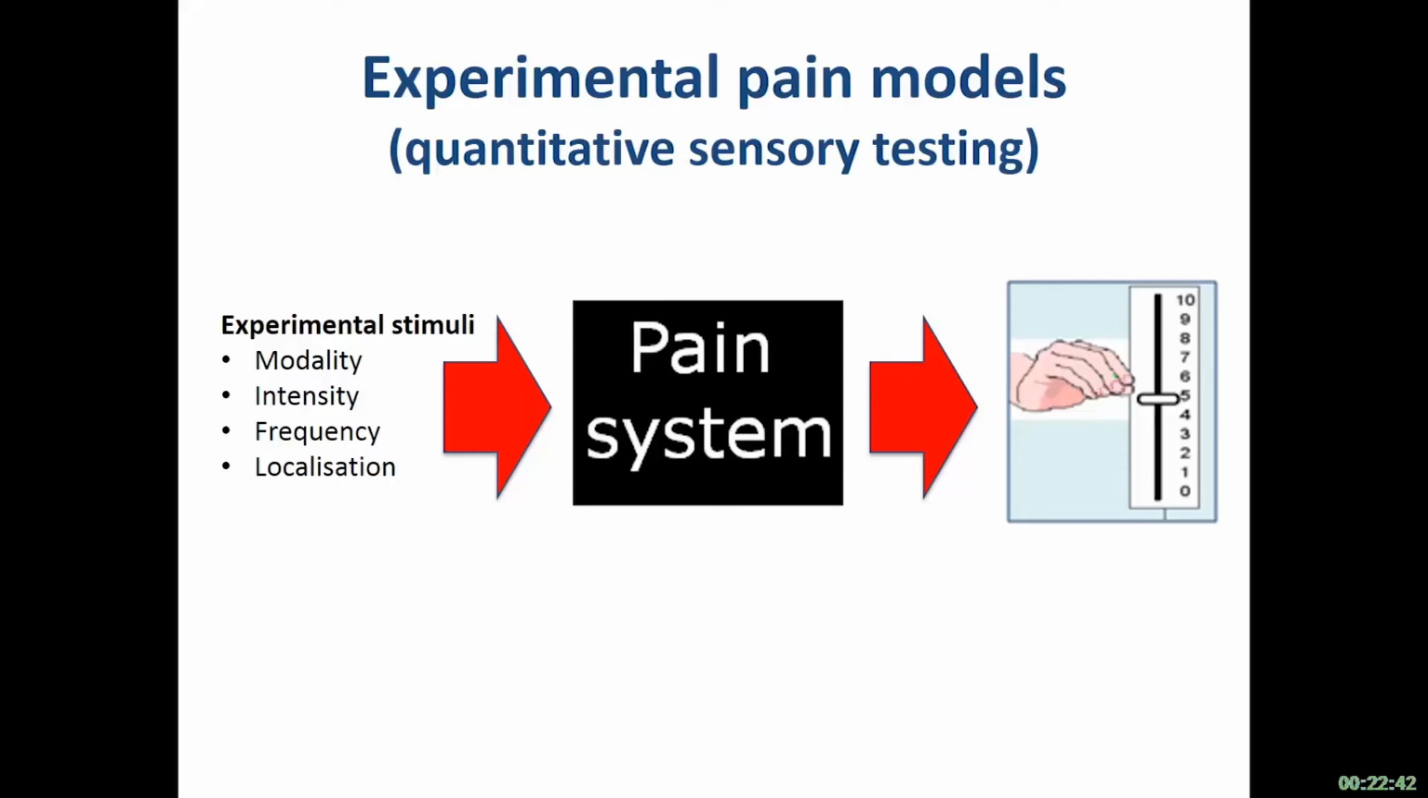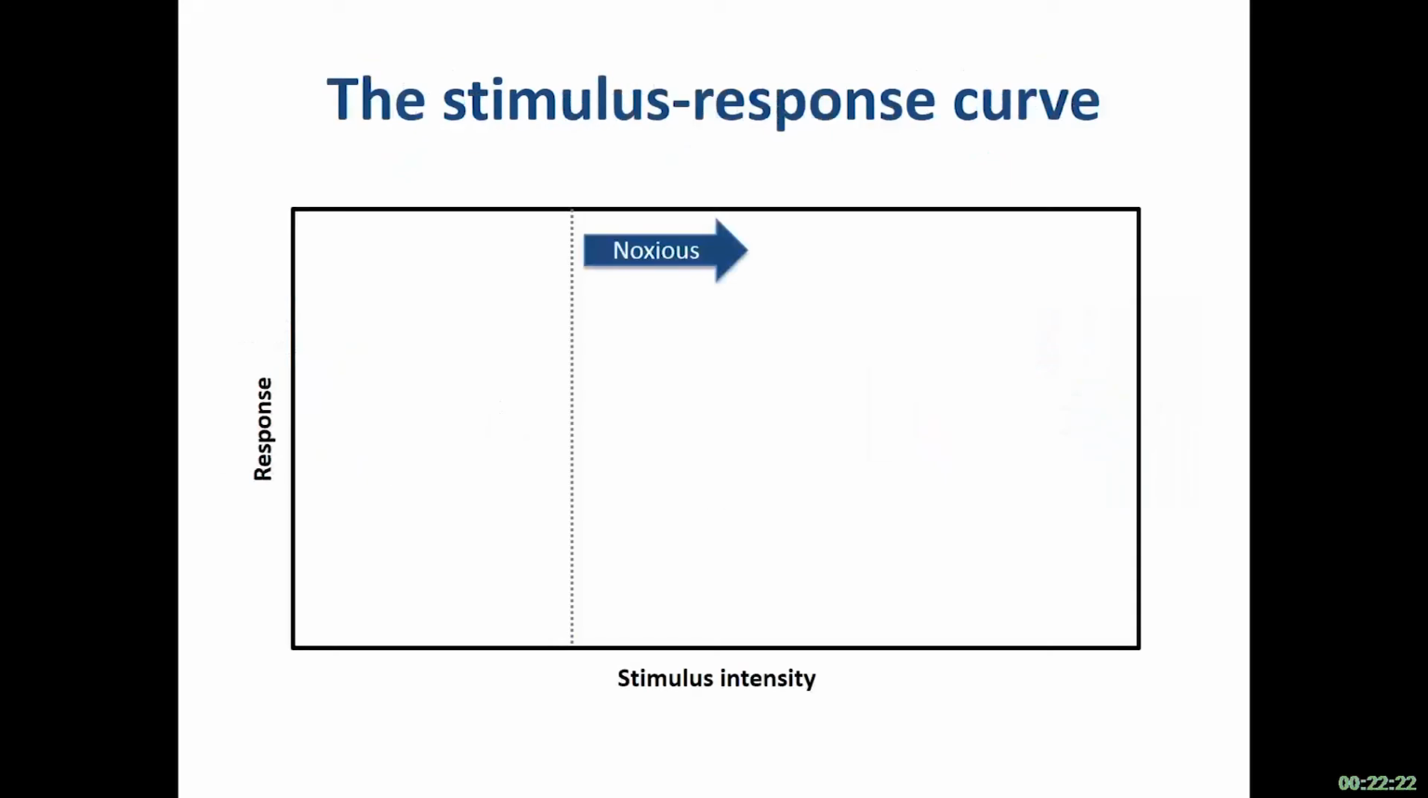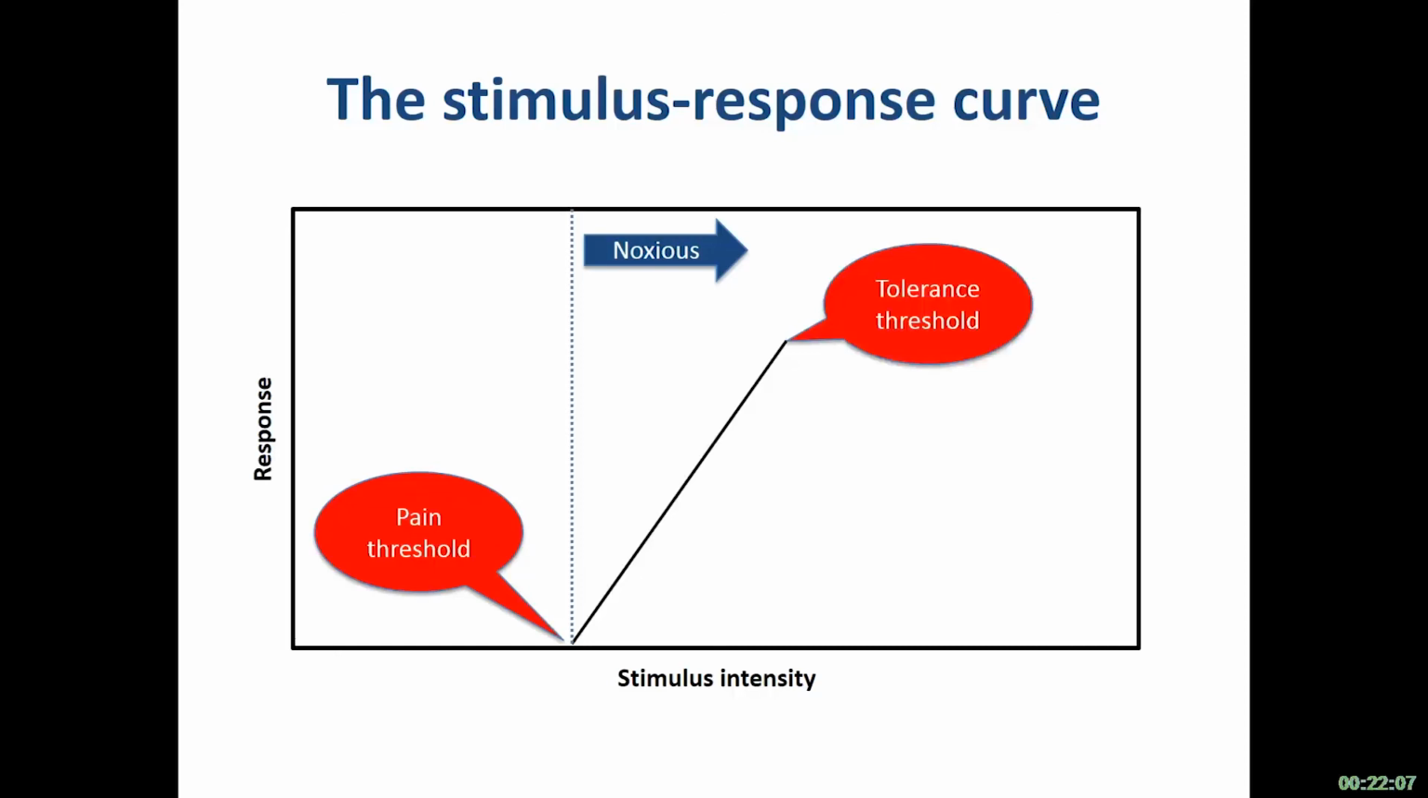We can also control, in a very tight fashion, the intensity of the stimulation. We can control the frequency. We can control where we stimulate. And on the other side, we can then ask the patient what happens when we do these stimulations. Thereby we can get an idea of what's going on in the pain system by controlling the input and measuring the output. In doing that, we normally do what we call stimulus-response curves. If we stimulate a control, we'll typically see that when we go into the noxious range, they'll begin to report pain. This ultimately defines the pain thresholds and the tolerance thresholds.